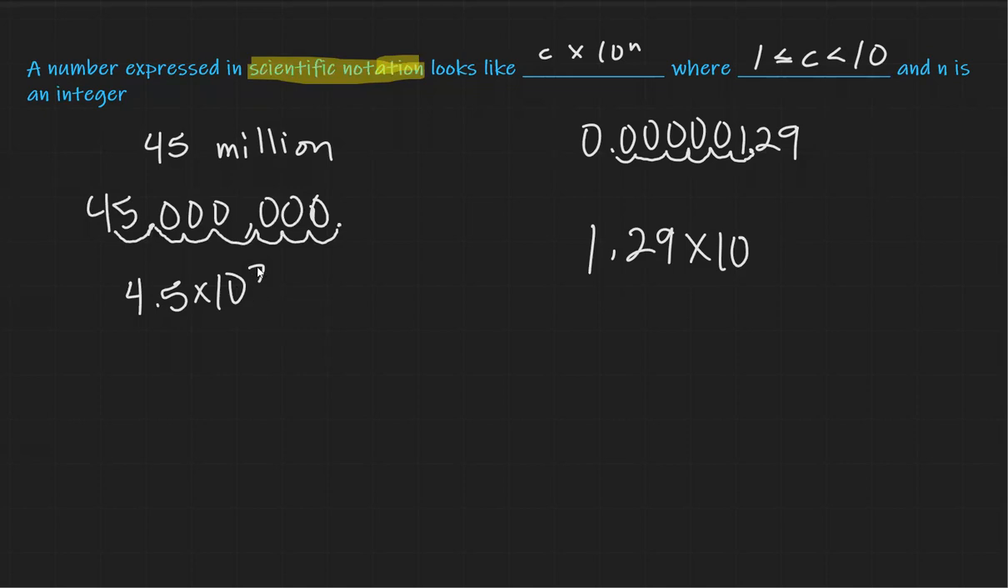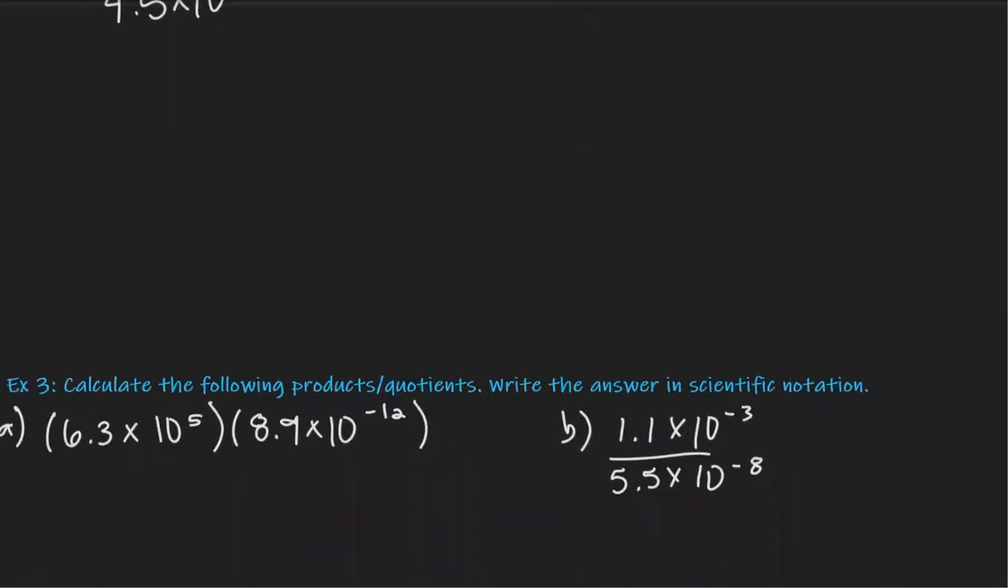And I move 6 places. Now I use my positives to express big numbers, and I use my negatives to express small numbers, okay? So this is going to be 1.29 times 10 to the negative 6, because then when I go back, the negative 6 tells me to move this decimal place to the left. And for this one, the positive 7 tells you to move the decimal place to the right, okay? Quick little review of scientific notation.